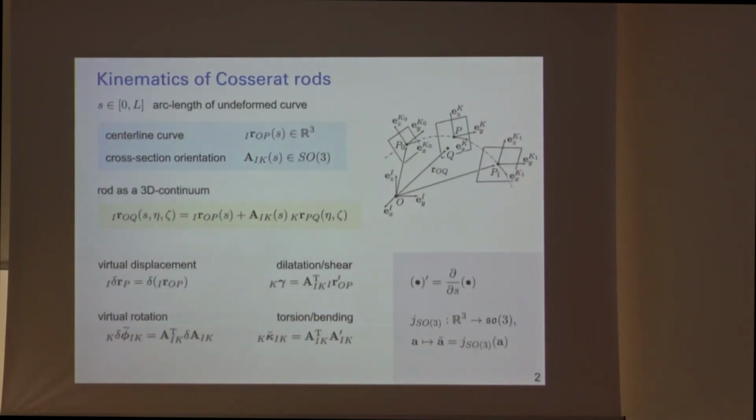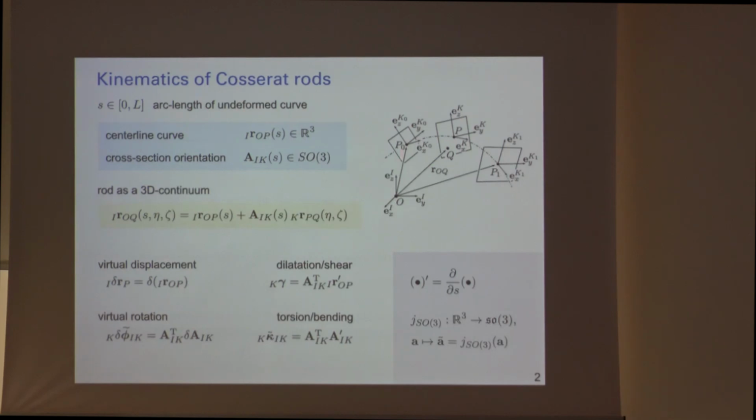So to set the notation a little bit, let's start easy with the kinematics. A nonlinear rod is actually described by a centerline curve. That is just a curve in three-dimensional space. And then the rigid cross-sections are attached to that curve, and they are usually represented by the cross-section orientation, which is here this transformation matrix, which takes a representation of a vector in that cross-section fixed frame to an inertial frame.